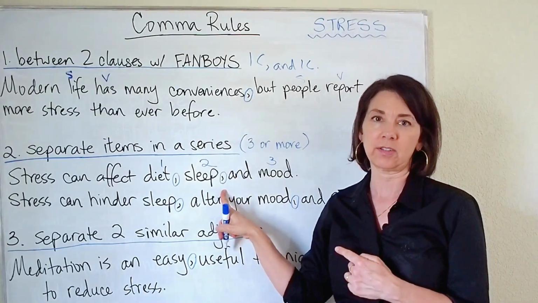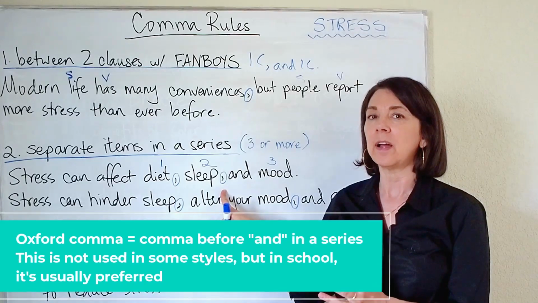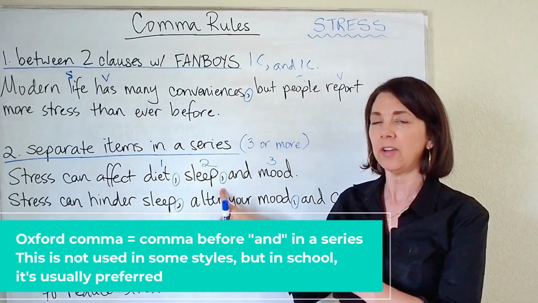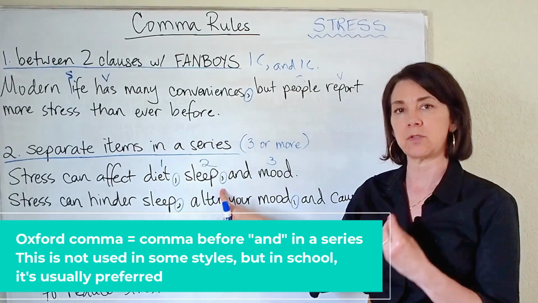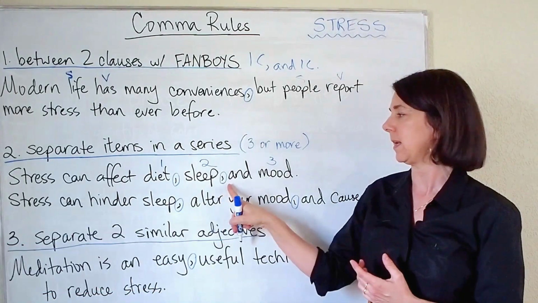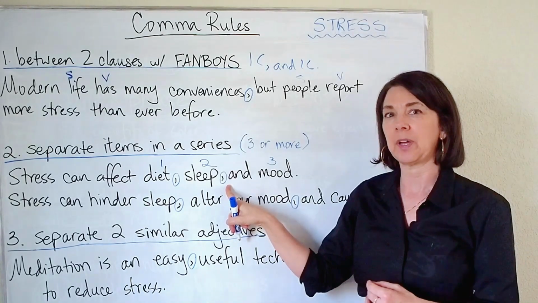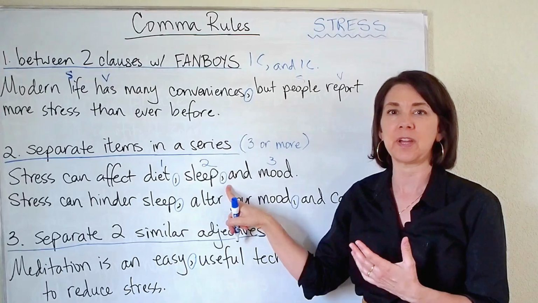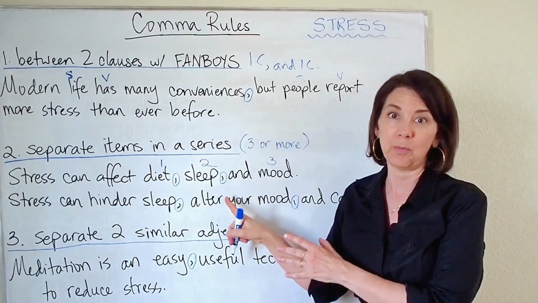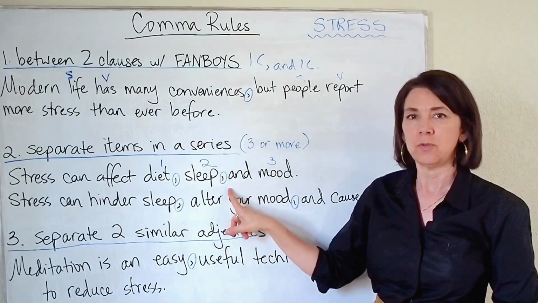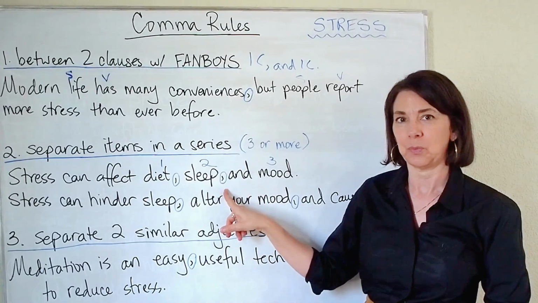This is called an Oxford comma. There is another type of rule where this comma is not used, but usually in school or more formal writing, we are going to use this comma. It is common sometimes in magazines or other type of writing to see this comma omitted, but again, in formal writing, especially for school, you should use this last comma as well.